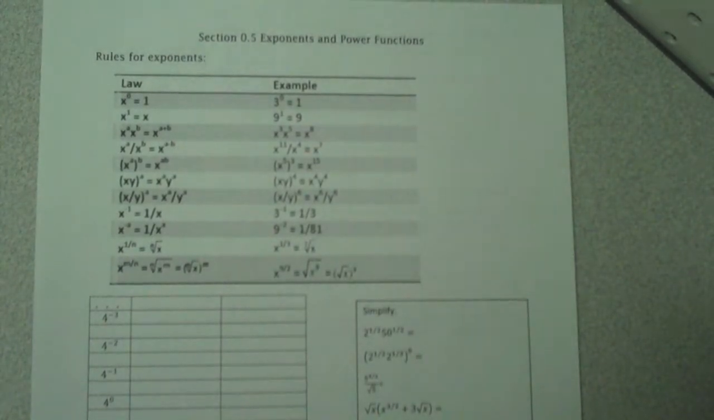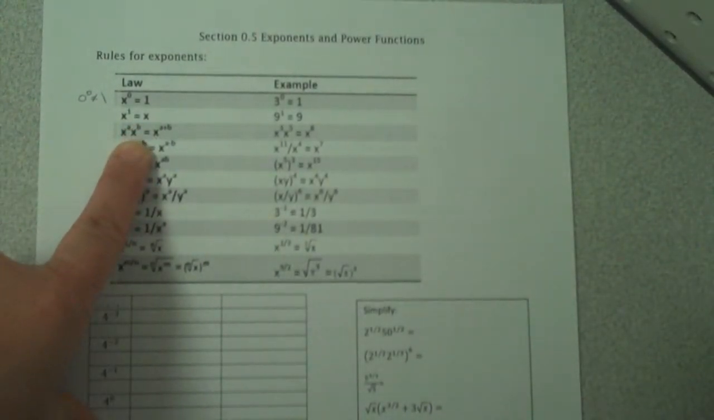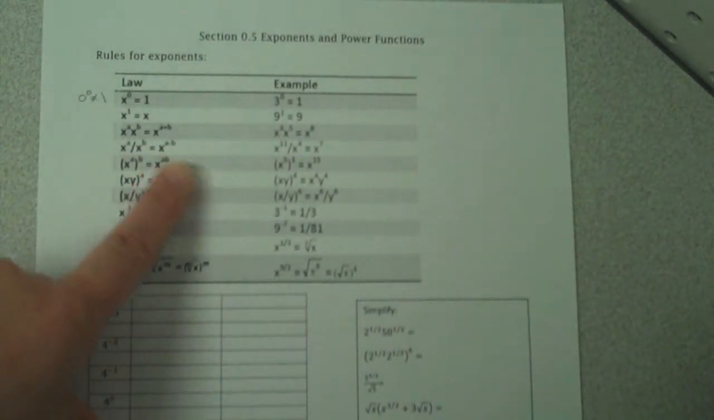When you raise anything to the 0 power, except for 0, it is 1. 0 to the 0 power is not 1, but anything else to the 0 power is going to be 1. Anything to the first power is whatever you're raising to the first power. When you multiply two things that have the same base, you add your exponents. If you're dividing two things with the same base, you subtract your exponents. We did that in section 0.4.